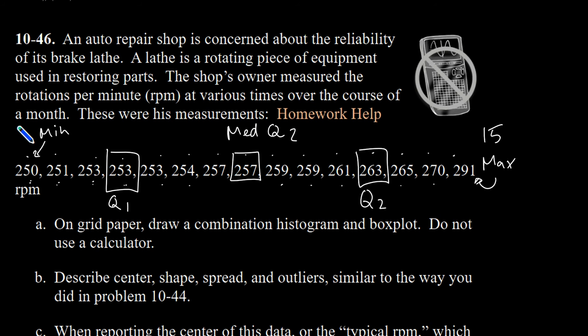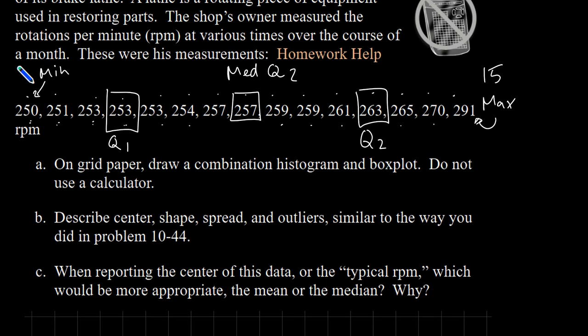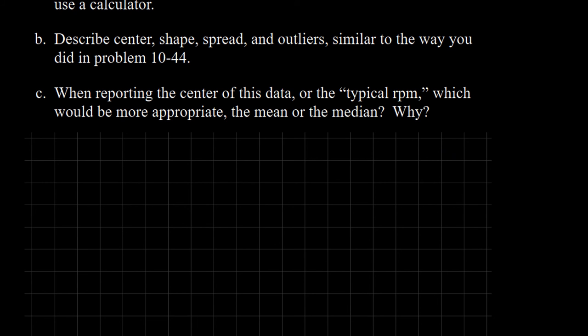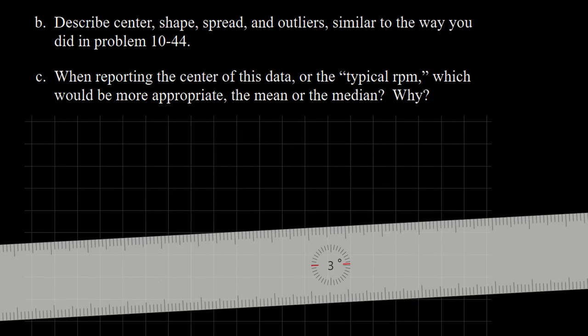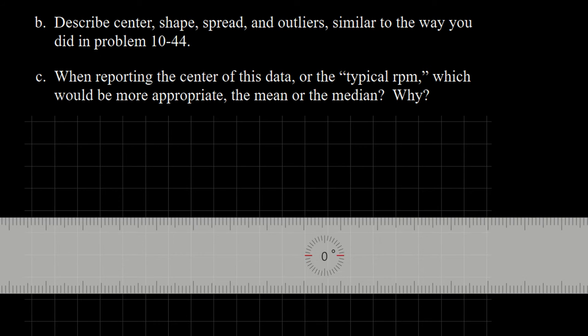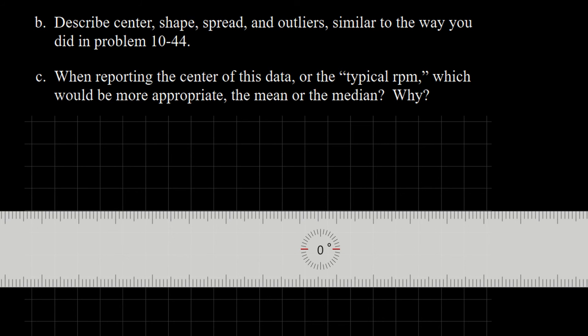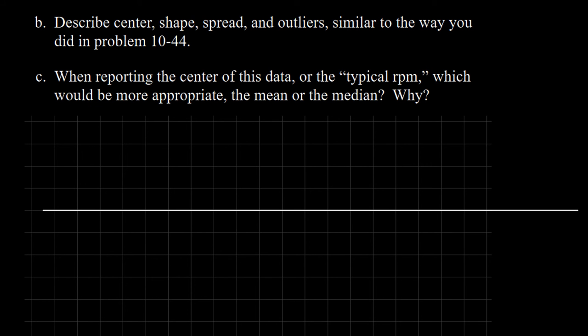So I'm going to start by, you can see I've got a range from 250 to 291. So I'm trying to make best use of the paper that I have here. Let me grab a ruler, and let's set this up. I'll just draw a number line along here. And I'm going to start this right about here, and I'll make this 250.